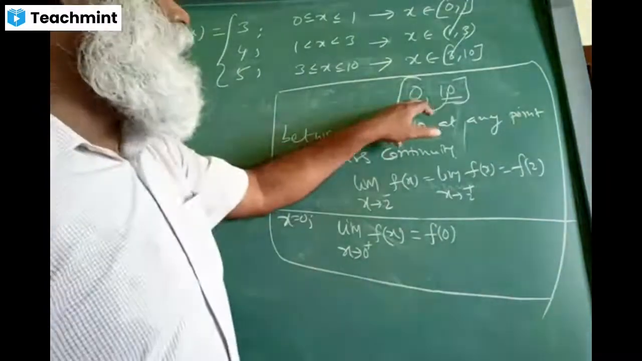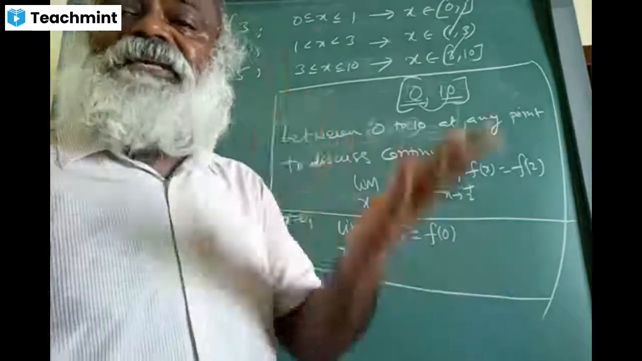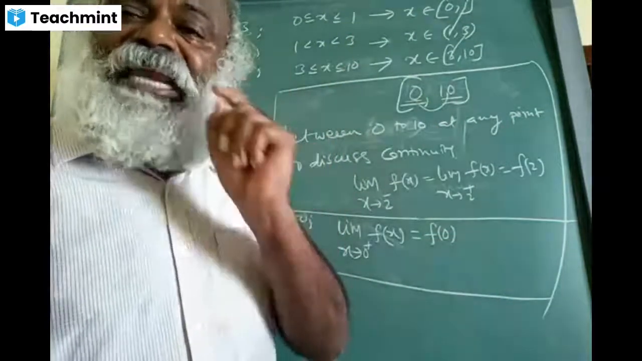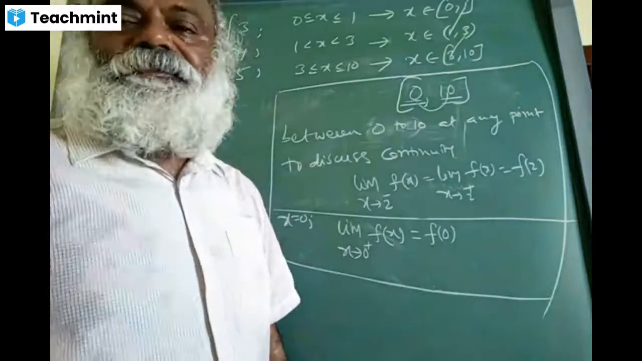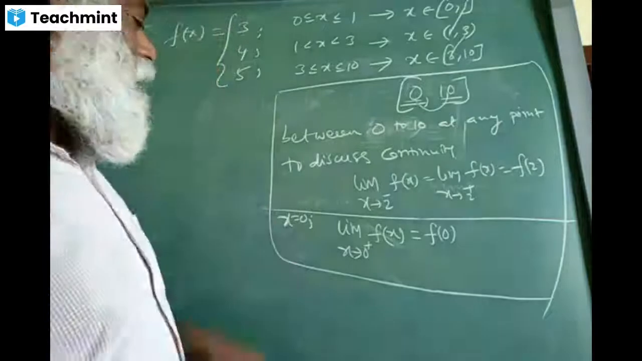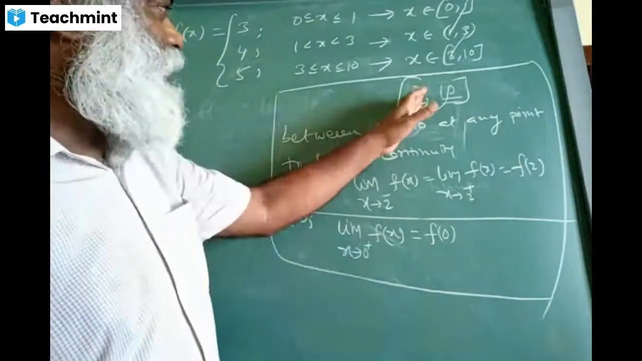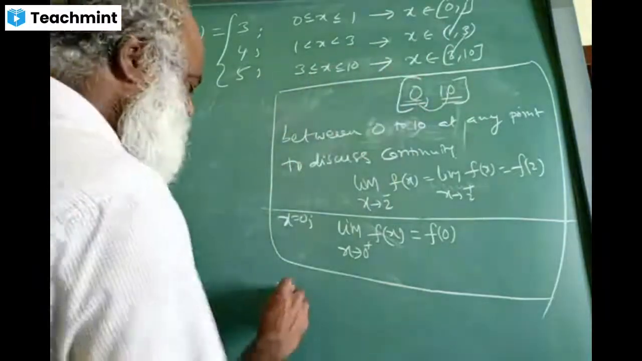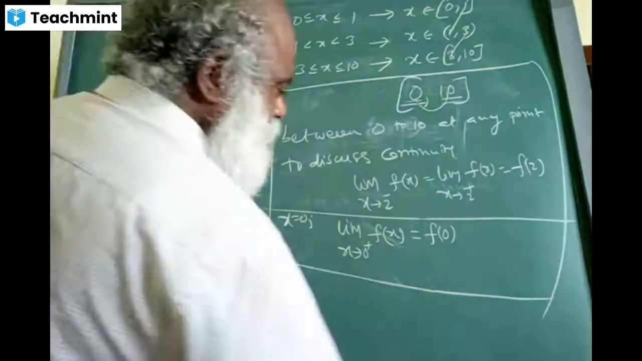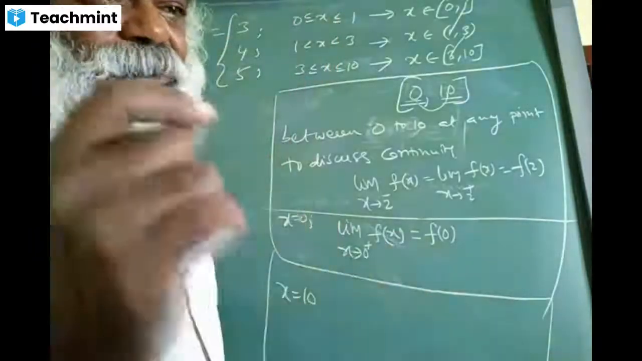0 minus, less than 0, is not in the interval. That is the limitation of the interval. Therefore, at the extremes, if you want to find out the continuity, you need not worry here. You should exclude 0 minus, because 0 minus, less than 0, is not in the interval. Similarly, at x equal to 10, we are discussing the extremes.